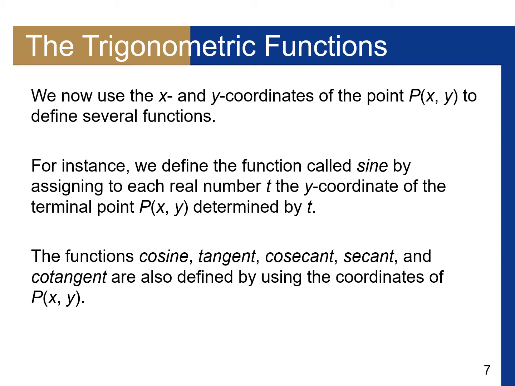We now will use the x and y coordinates of the point to define several functions. For instance, we define the function called sine by assigning to each real number t the y coordinate. Again, I'm going to repeat that, sine is the y coordinate of the terminal point determined by t. So the functions cosine, tangent, cosecant, secant, and finally cotangent, are all defined by using the coordinates of x comma y.